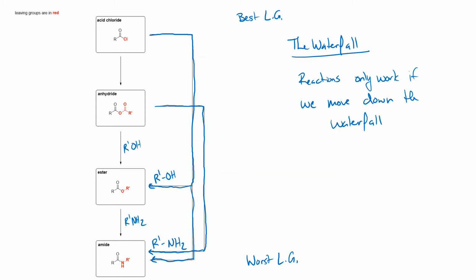Whenever we're going down the waterfall, all we need to do is look at the thing that we're replacing. What do I want to add to this group? And I can add it. And the mechanism for all of these is going to be very, very straightforward. I want to do just one example of the mechanism just to talk about why we can't go up the waterfall. And then we'll fill in the last couple of reactions here.